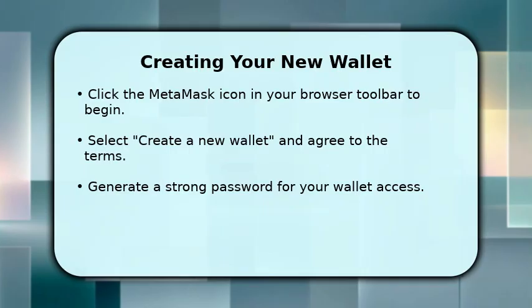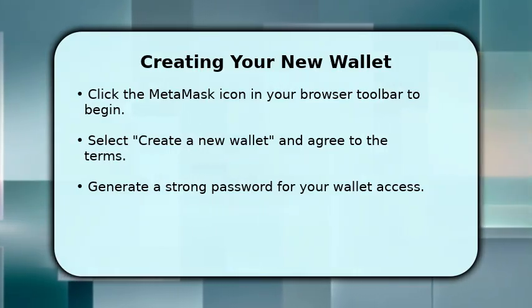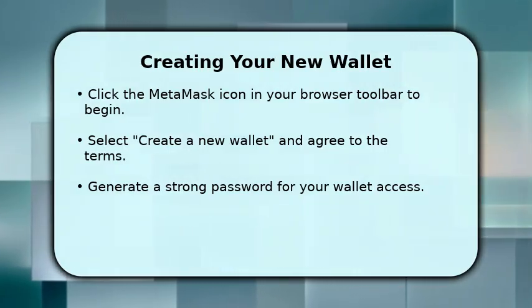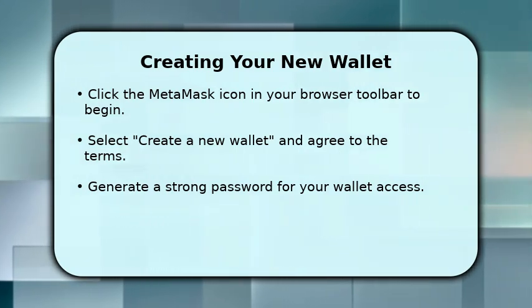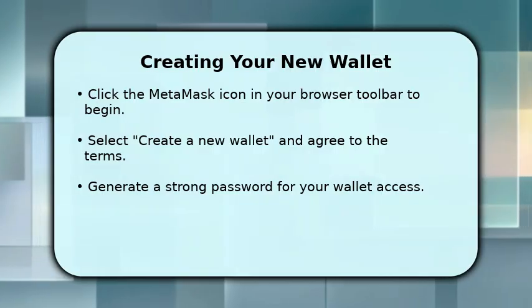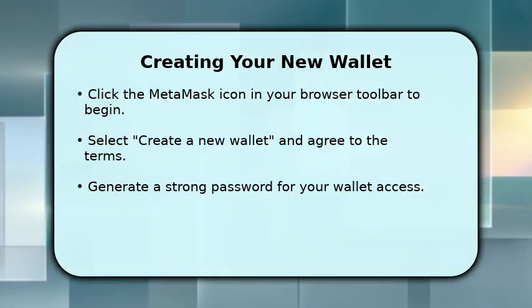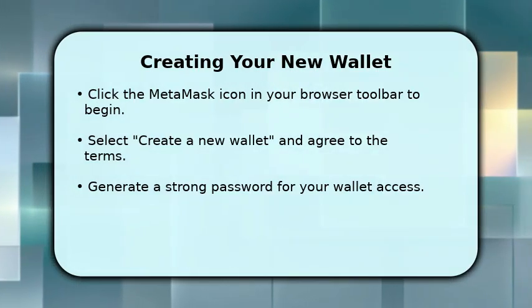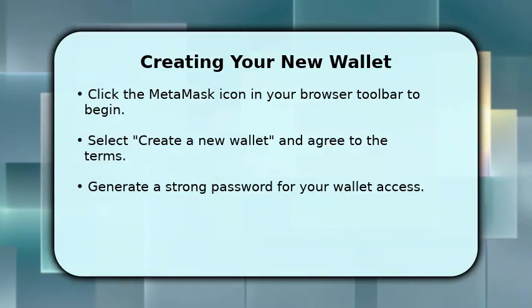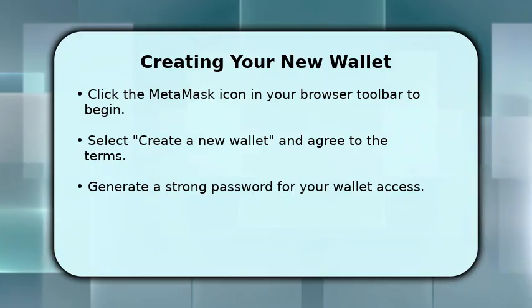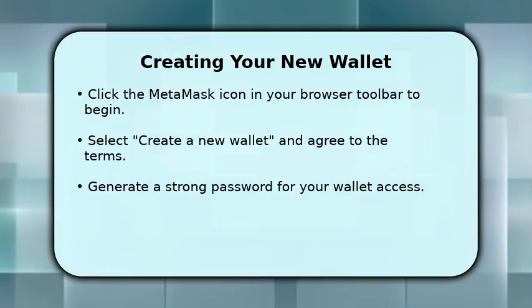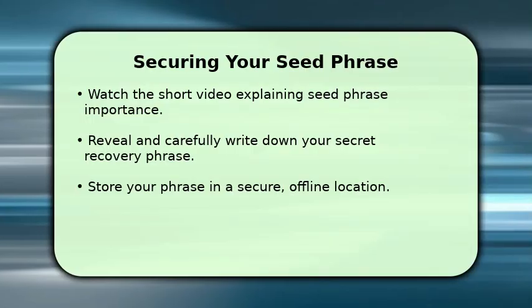After installation, click the MetaMask Fox icon in your browser's toolbar to open the extension. You'll be greeted with a welcome screen. Choose Create a new wallet to get started. Read through the terms of service and accept them to proceed. Next, you'll need to create a strong, unique password. This password will protect your wallet on your device, so choose wisely. This is a crucial step for your wallet's security.